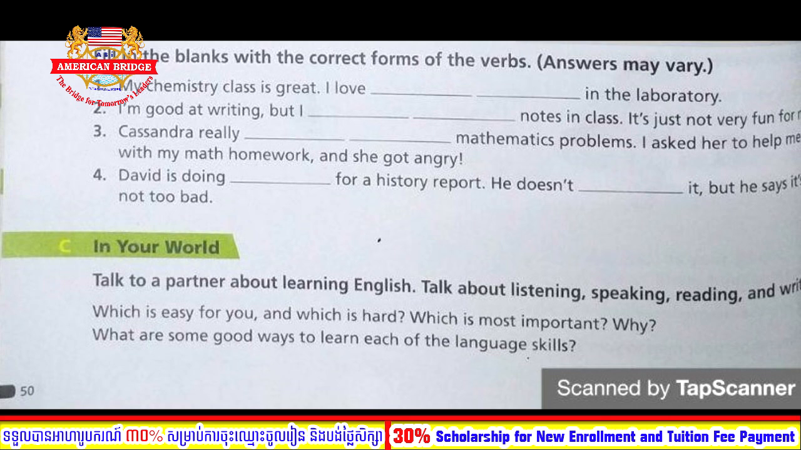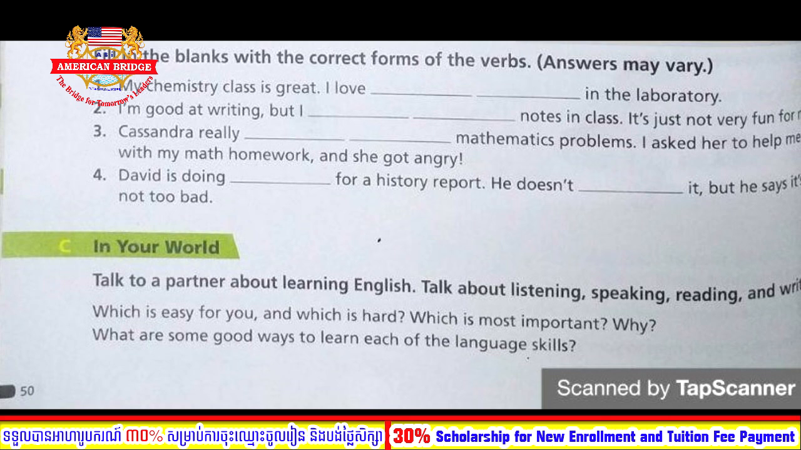Number 3, Cassandra really likes solving mathematics problems. I asked her to help me with my math homework, and she got angry. Number 4, David is doing research for a history report. He doesn't like it, but he says it's not too bad.